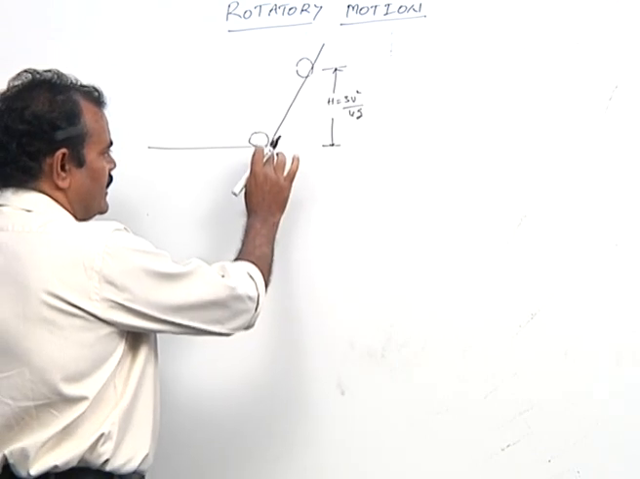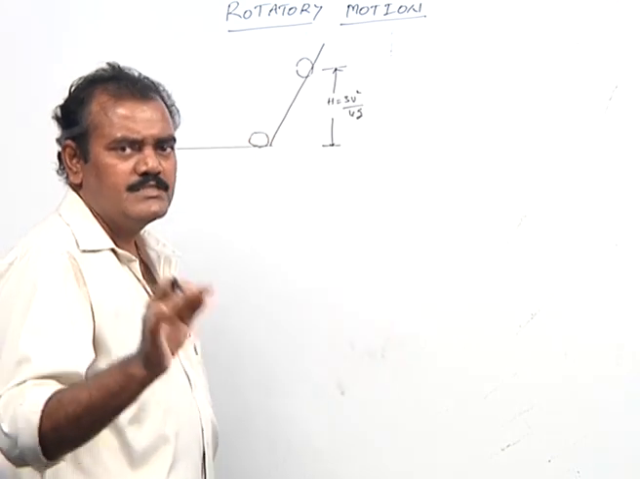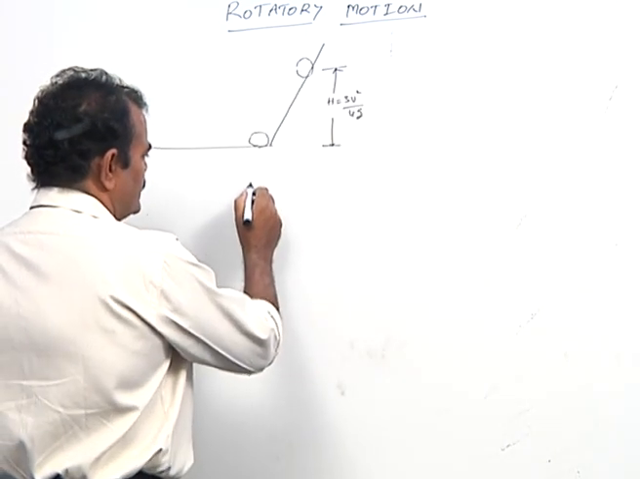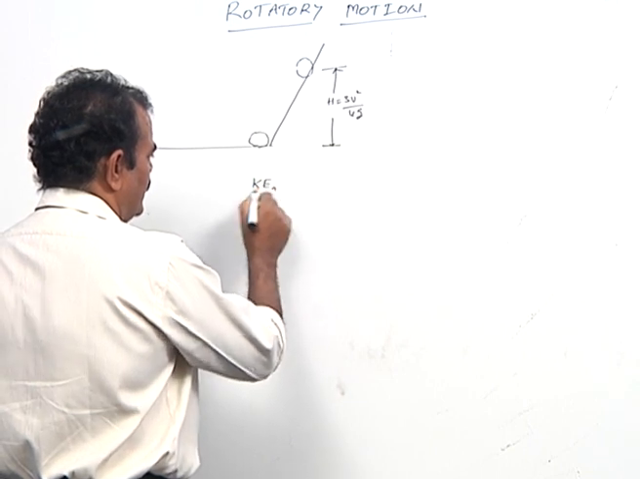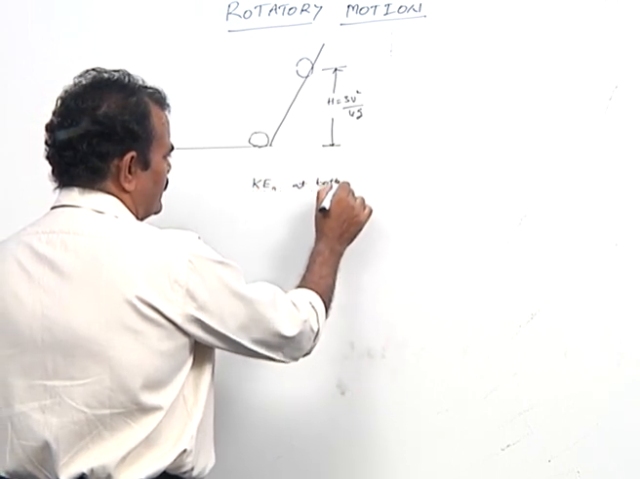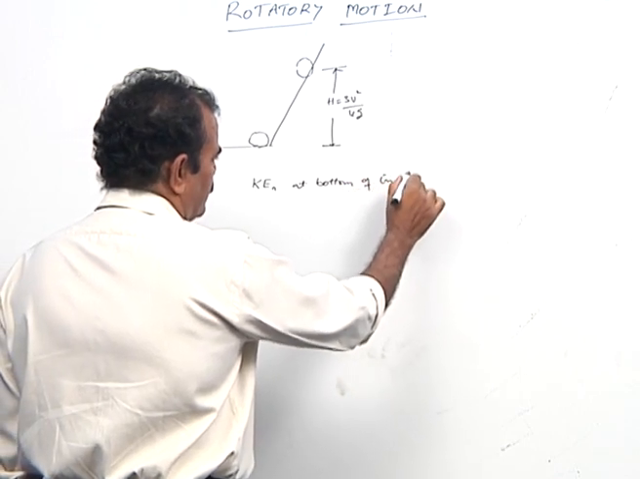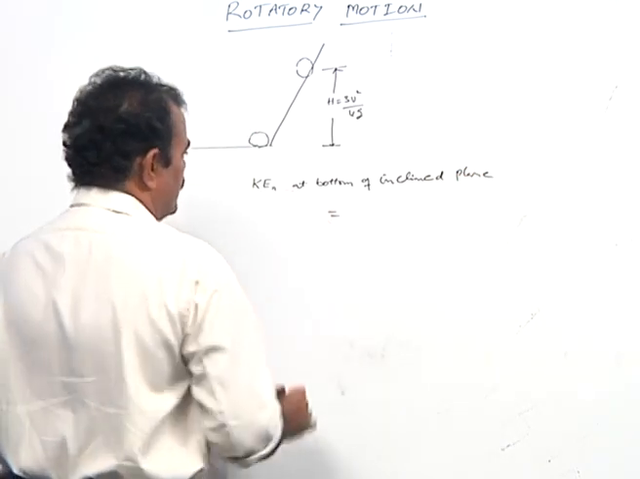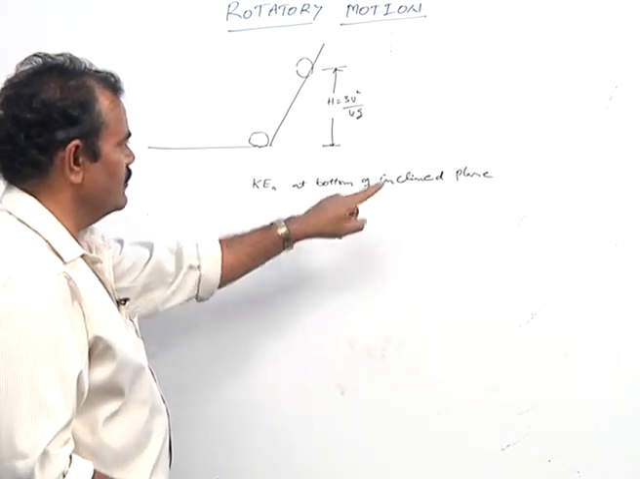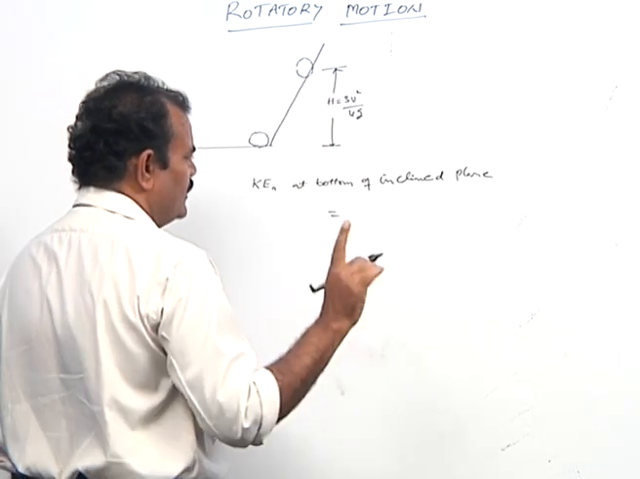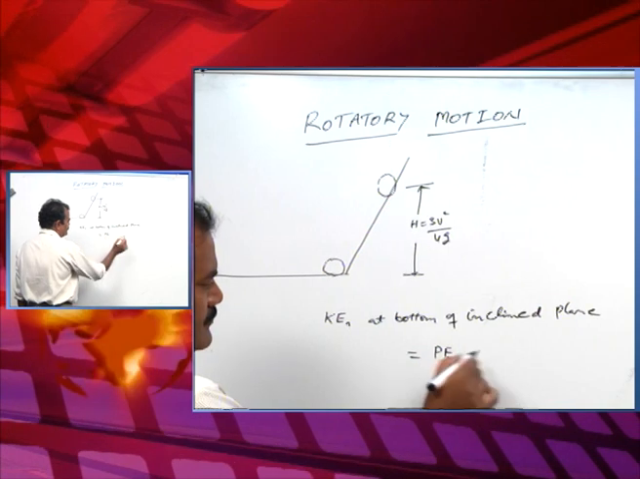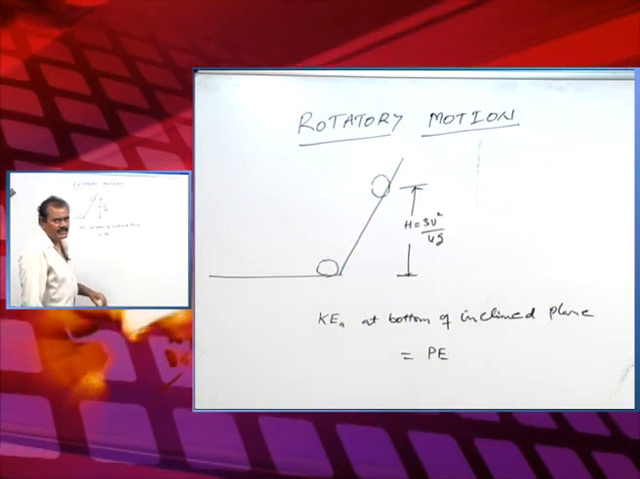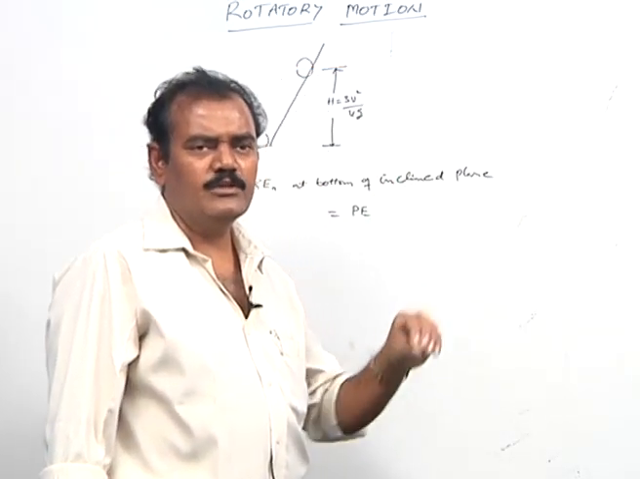First of all, the total energy at the bottom of the inclined plane is purely the rolling energy, which you already know. So that is KER, the rolling kinetic energy at the bottom of the inclined plane, and that will be equal to the potential energy PE at the top. At the top it has only potential energy, because on reaching this much height, it comes to rest. So that's why it has purely potential energy.